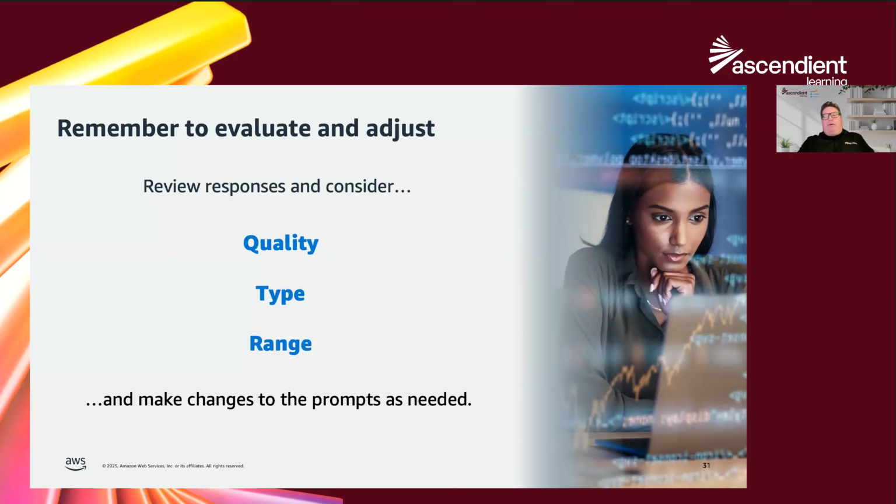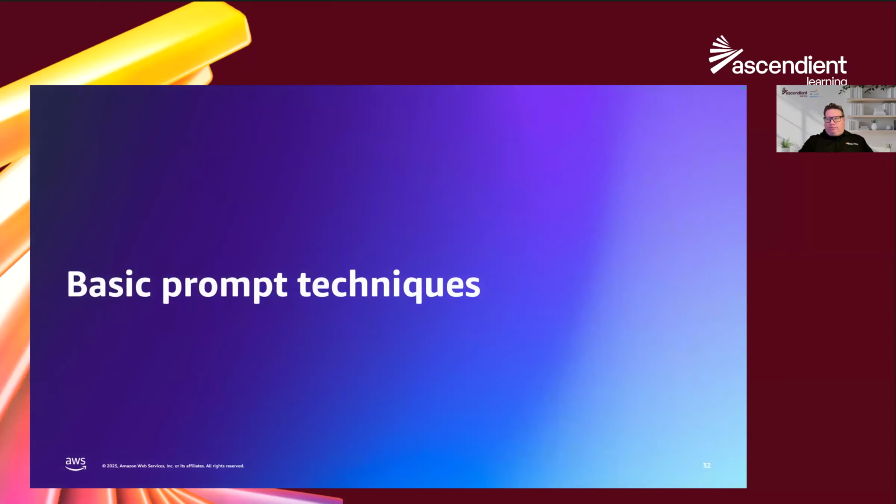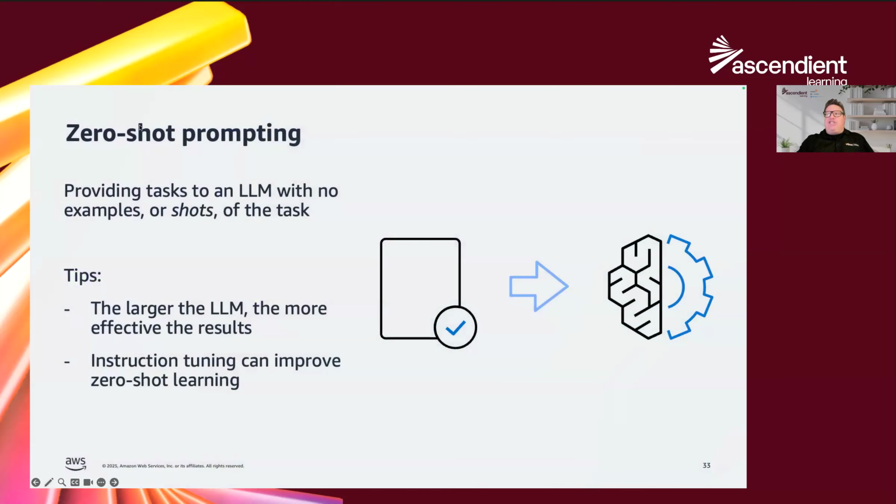That's some basics. Now, let's go a little further into some of these prompt techniques. When you don't give them any examples of what you want it to do, we call that zero-shot prompting, where you basically provide a task to an LLM with no examples, no shots of the task. The larger the LLM, the more effective the result would be, right?